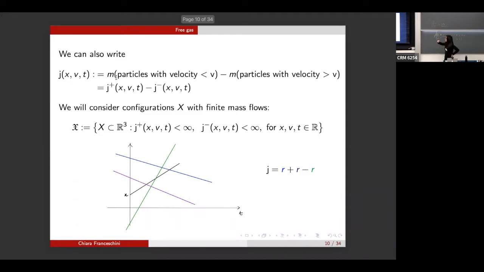So the mass of the lines with velocity less than v minus those with velocity bigger than v. Again, I think a picture is useful. You see J in this picture is the positive contribution of the purple and blue lines, whose velocity is less than the one of the black line, minus the contribution of the mark of the green line, whose velocity is bigger than the one of the black line. And again, we will consider configurations of X with finite mass flow, this curly X.